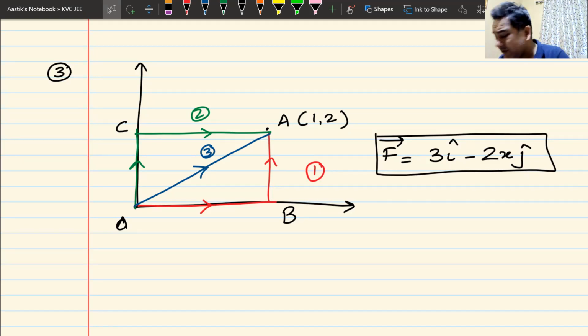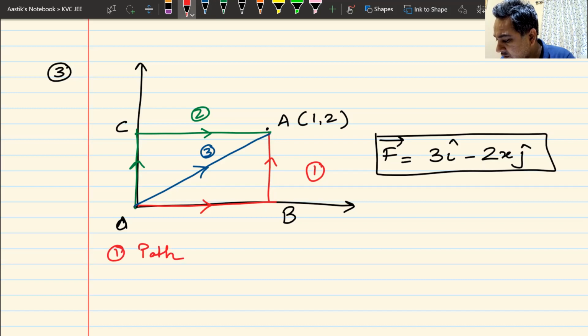We have done one example. We'll do one more. I think I had given you for homework. And let's see how we are supposed to do it. So that was the question right now on your screens. How are we supposed to do it? Let us first do it for path number one.